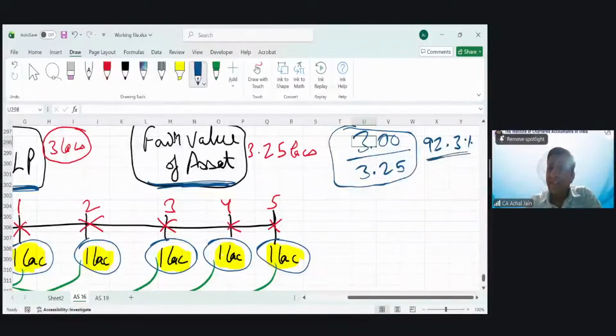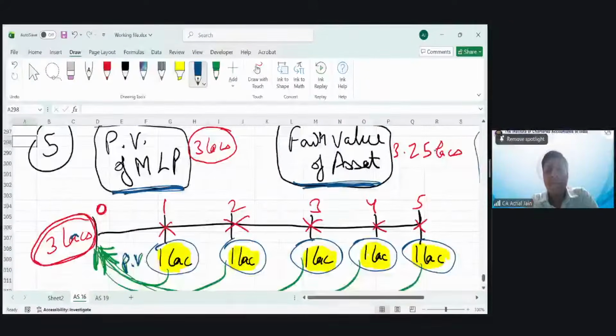Okay. Now, in this case, the question arises that what do you call as substantial? That's not defined. Okay. So that is judgmental. You'll have to assess what is substantial for the purposes of considering this as a finance lease. Okay?